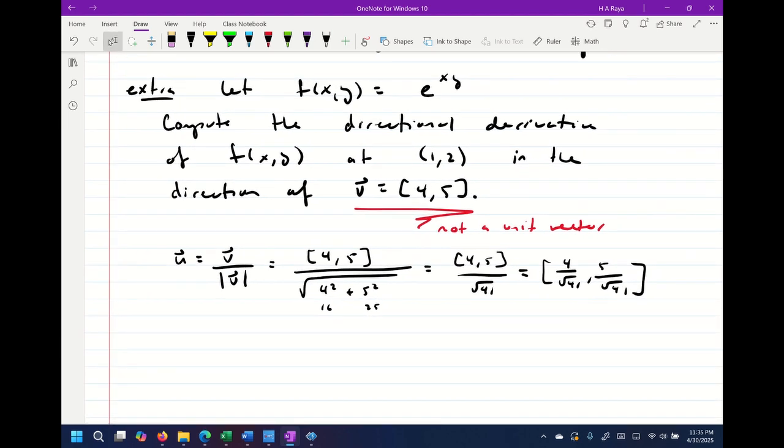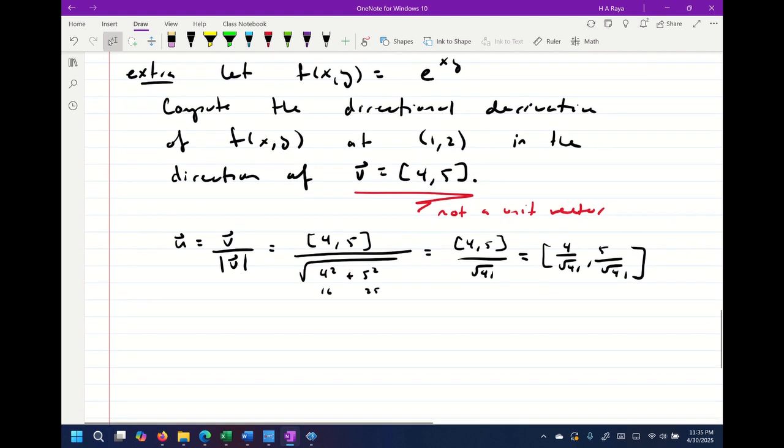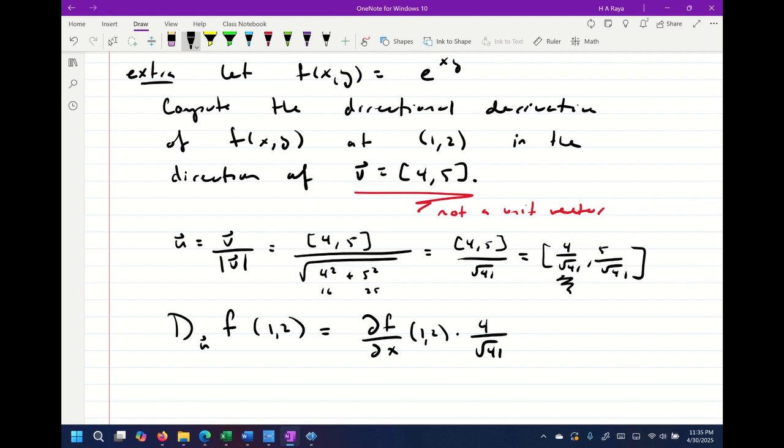All right. So now, if I want to compute the directional derivative of this function in the direction of u at the point 1, 2, I have to take the partial derivative of this function with respect to x, evaluated at 1, 2, multiply that times my a of 4 over rad 41, add the partial derivative of f with respect to y at 1, 2, multiply times my b of 5 over rad 41.